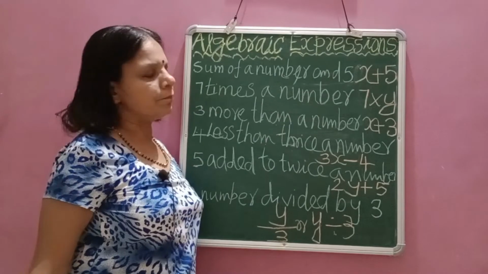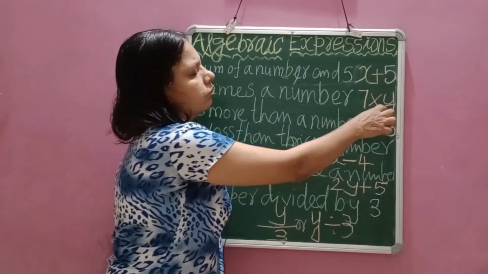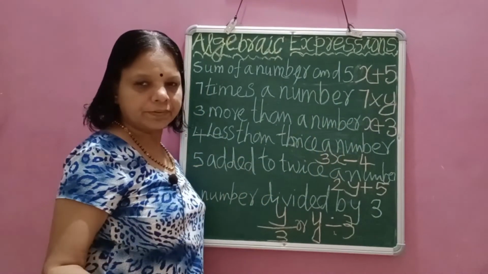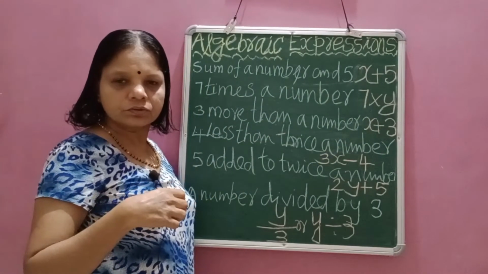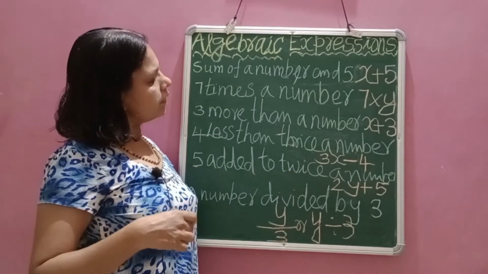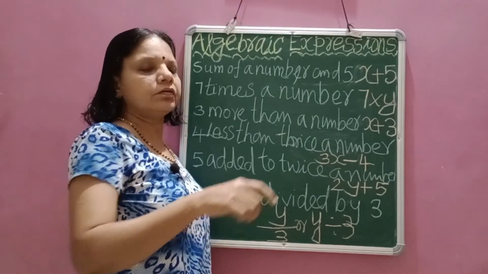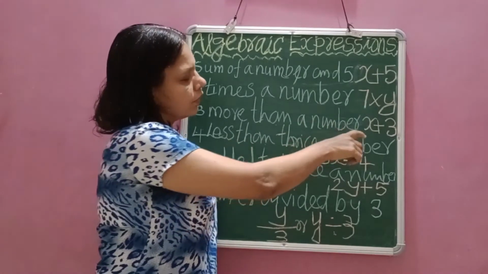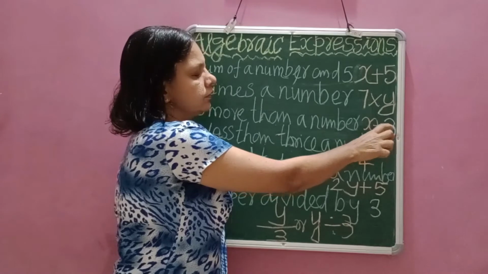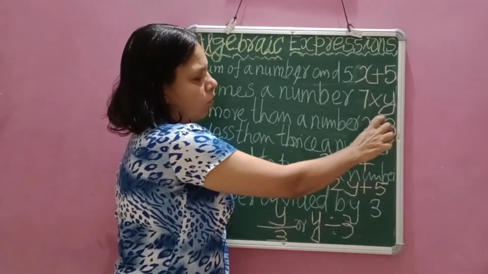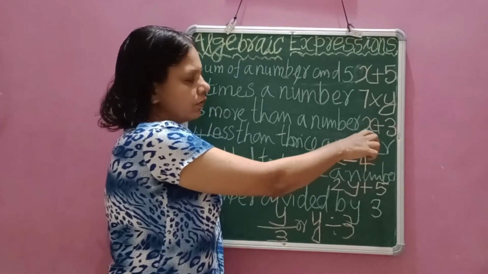Another one. 7 times a number. Times means what? Multiplication. 7 into y. I used y here for the unknown number. 7 times a number. For a number I used y. Any alphabet you can use. Next one. 3 more than a number. Same way as in the numerical expression, for a number you have to use an alphabet. That's all. So 3, here the plus sign and here the number x. So x plus 3. 3 more than a number. A number is x. So how is it expressed?